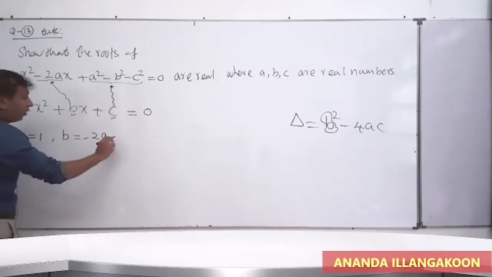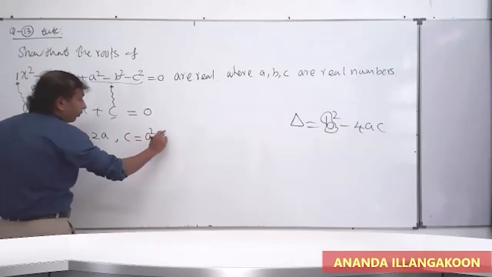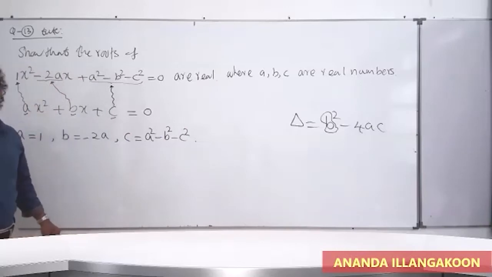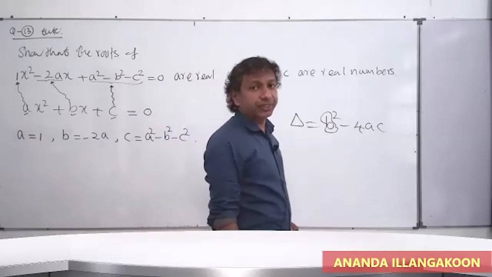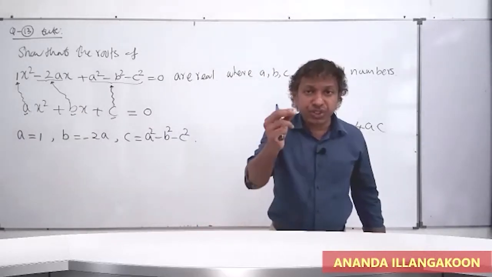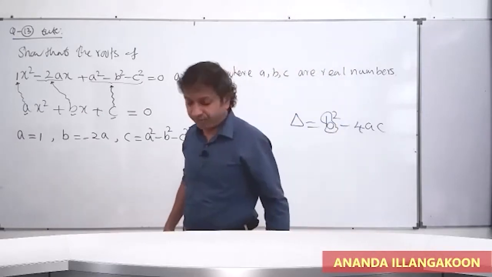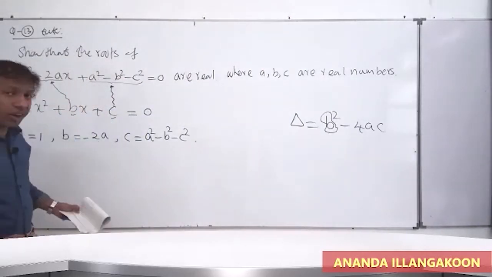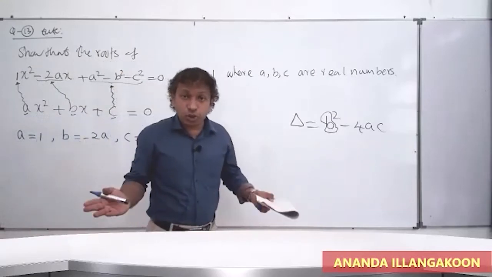For the place of this C, what do you have, people? C is A squared minus B squared minus C squared. First of all, by comparing this given equation with the standard quadratic equation, determine the A, B, C values which we need to write the discriminant delta. Now you know, people, in a quadratic equation, the two roots can exist in 3 ways, no?